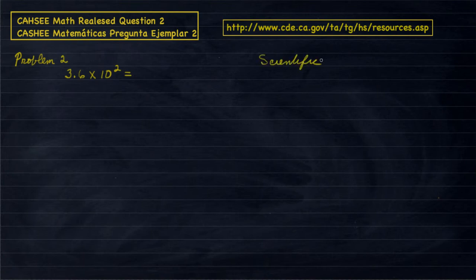Scientific notation. It's a way of writing big numbers in a short form. And they want us to change it to its decimal form, the decimal notation, or the standard form.